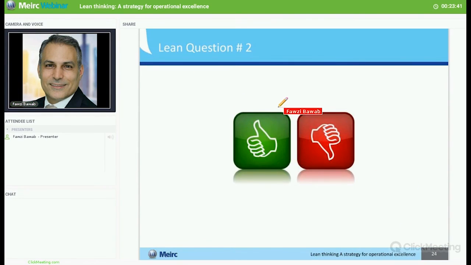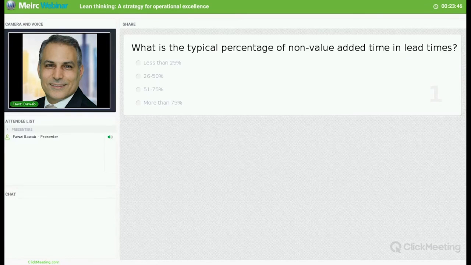I have another question here for you. Here's a survey: what is the typical percentage of non-value added activities in lead time? If you think of an activity and you want to identify waste based on a number of observations and practical cases, what would organizations identify once we do this exercise of value stream mapping and identify the total lead time versus the value added?